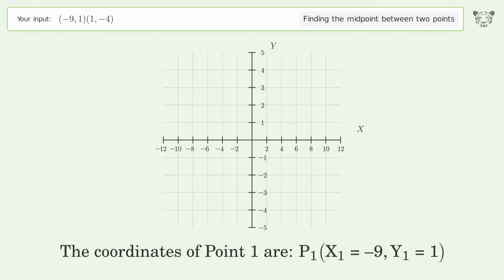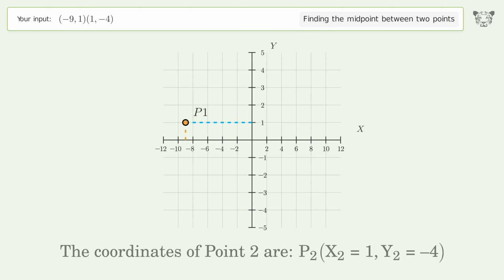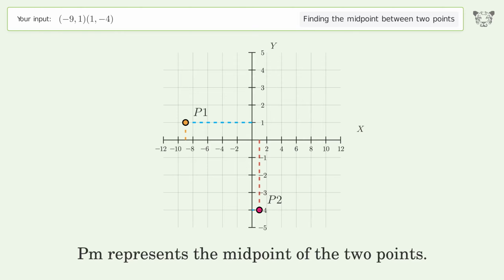The coordinates of point 1 are, x1 equals -9, y1 equals 1. The coordinates of point 2 are, x2 equals 1, y2 equals -4. PM represents the midpoint of the 2 points.